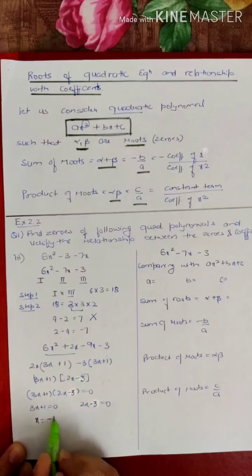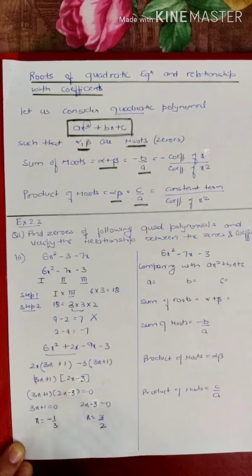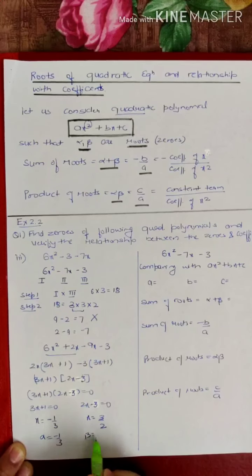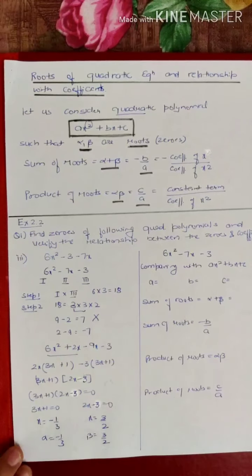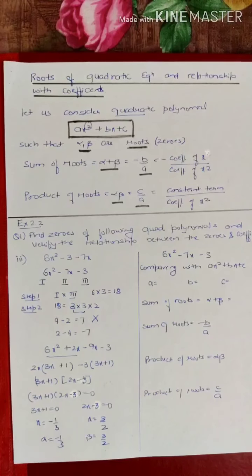So x will be equal to minus 1 by 3. Here x will be equal to 3 by 2. So let us say that this root be alpha and this root be beta. It's your own choice. You could have chosen this as alpha, this as beta. It doesn't matter. So now we have successfully calculated the roots for the above given quadratic polynomial. Now we need to verify these roots with the help of the coefficients of the given polynomial itself.